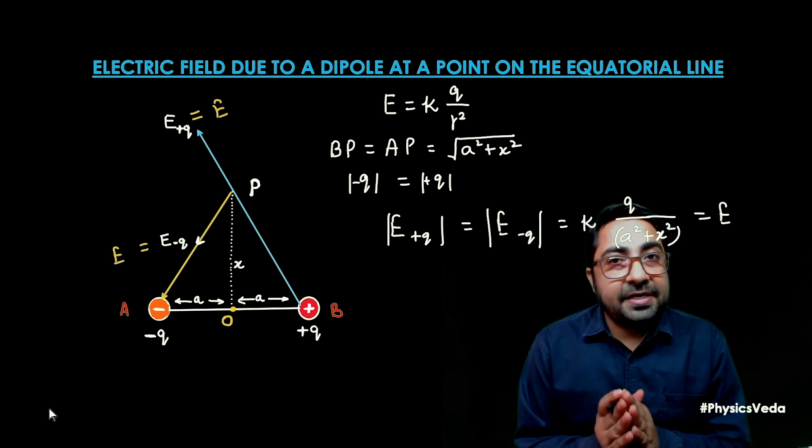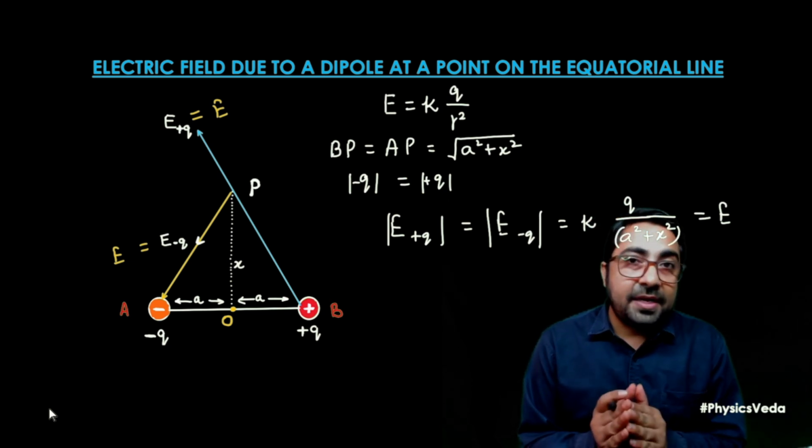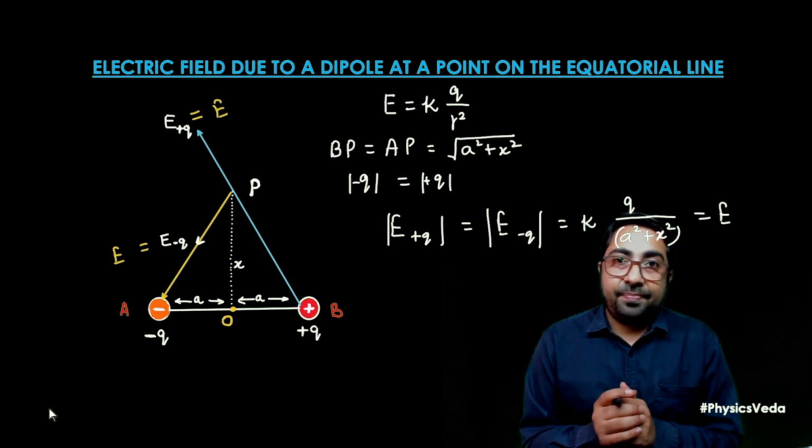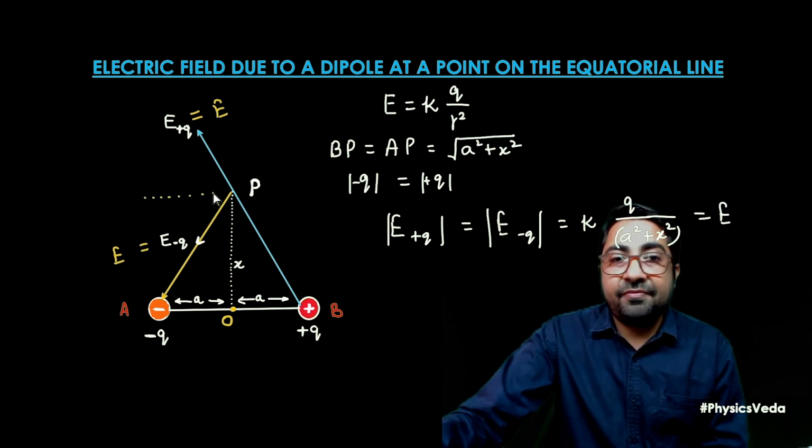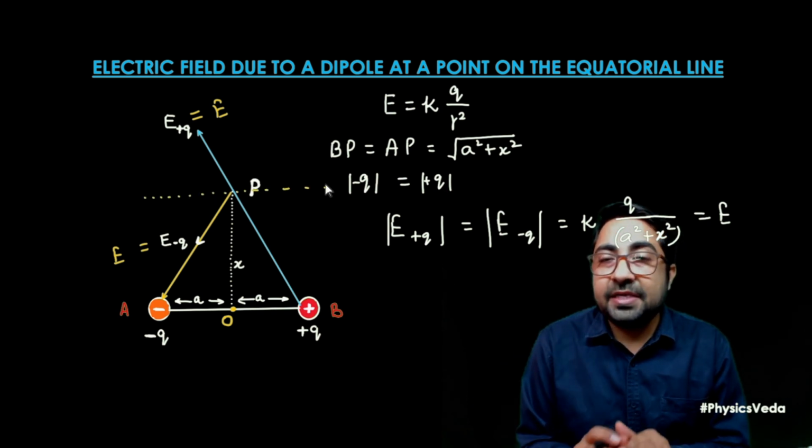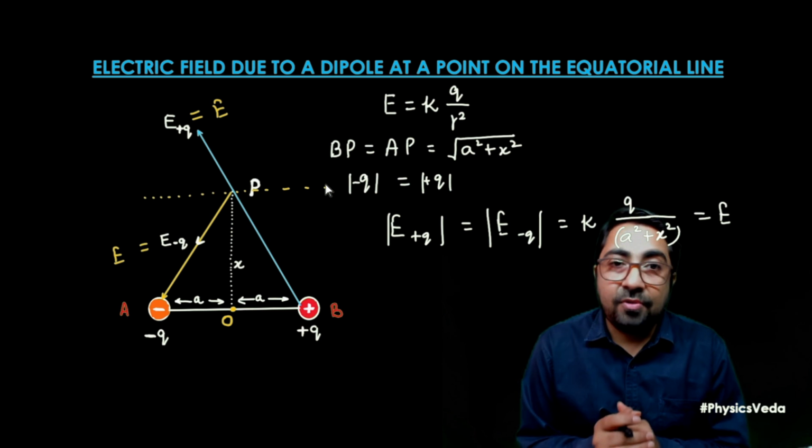Electric field is a vector quantity. We can split the components of electric field. For this, we will make a reference line here. That reference line is parallel to the axis of the dipole.